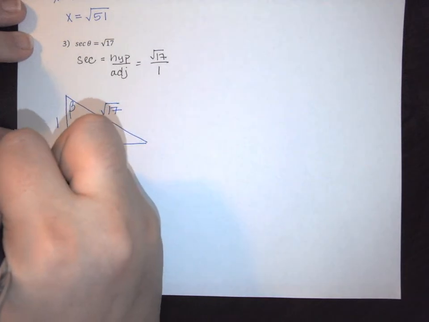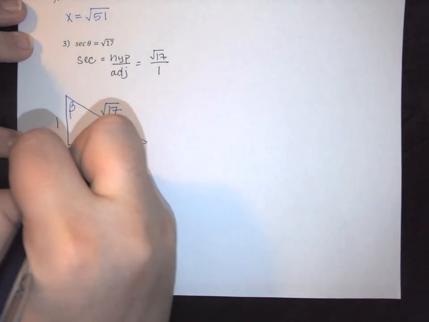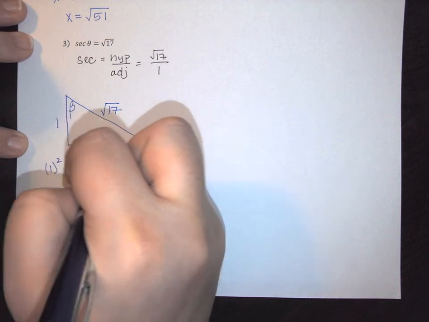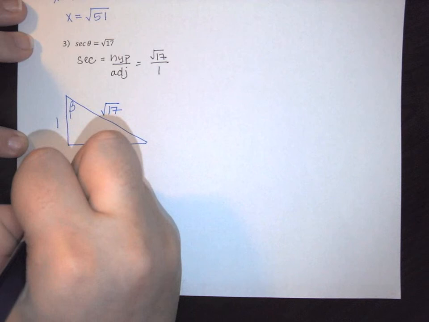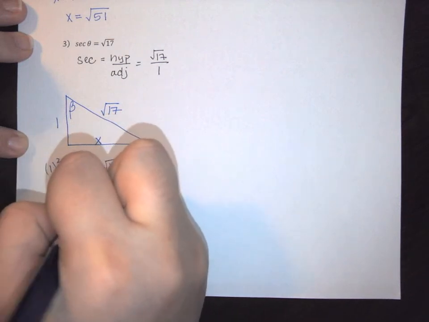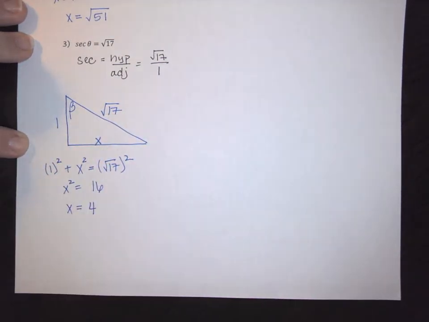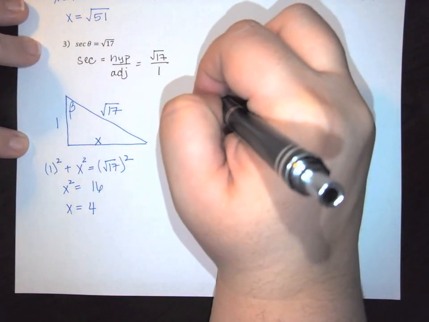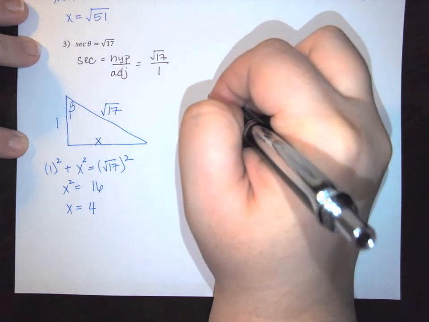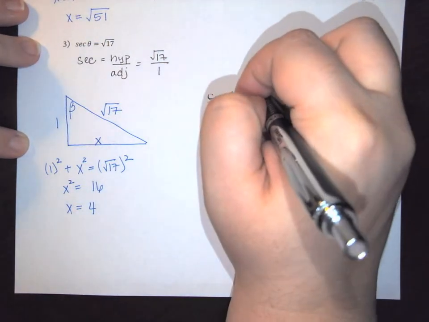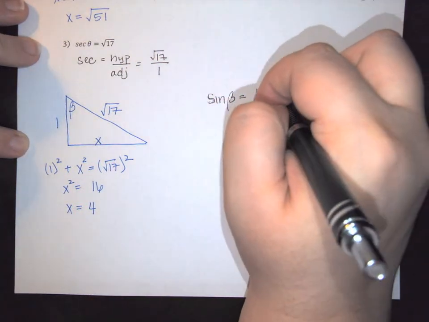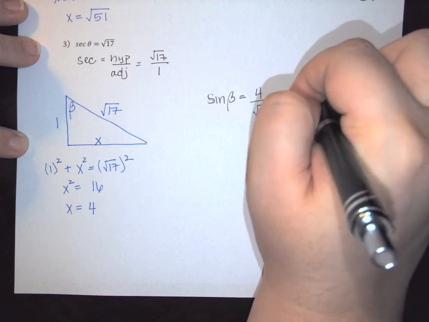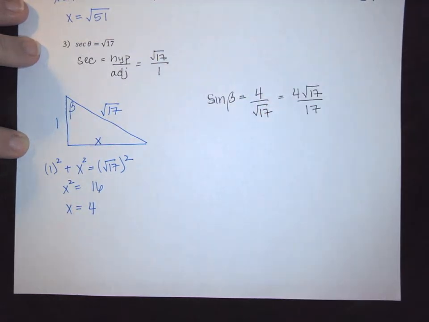So in this case, I would have 1 squared plus x squared is equal to the square root of 17 squared. So x squared is equal to 16, so x equals 4. Now I've been given the secant, so the first one I would start with is the sine of my angle, which is going to be 4 over the square root of 17. Remember, you always need to rationalize, so 4 square roots of 17 over 17.